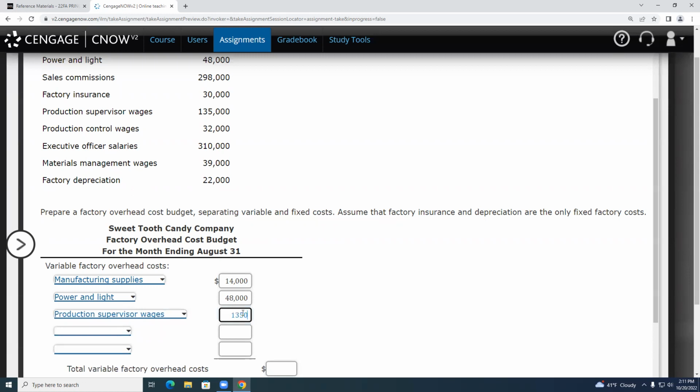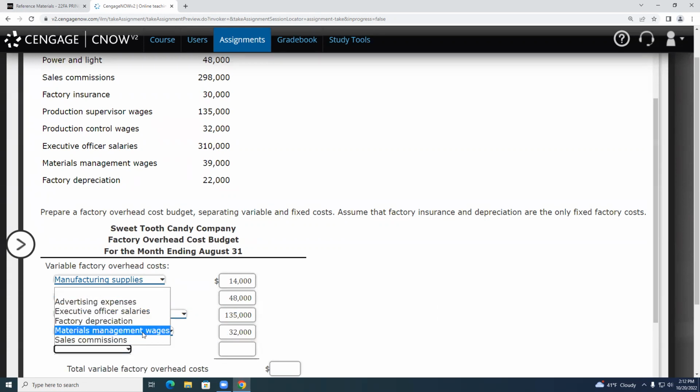Now you'll notice that it doesn't say salaries. If they referred to that as salaries, that should be a fixed cost. Because it says wages, we assume they're being paid by the hour, and that the more we produce, the more hours that our production supervisors are going to work as well. Same thing for the production control. And then finally, the materials management wages.